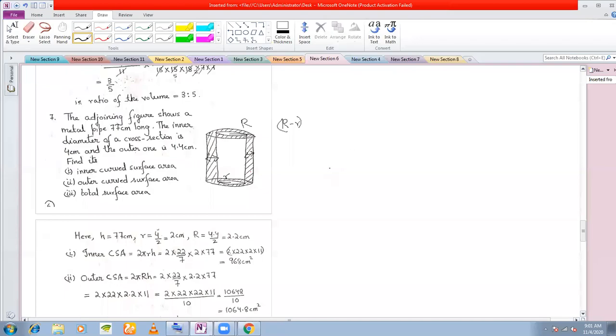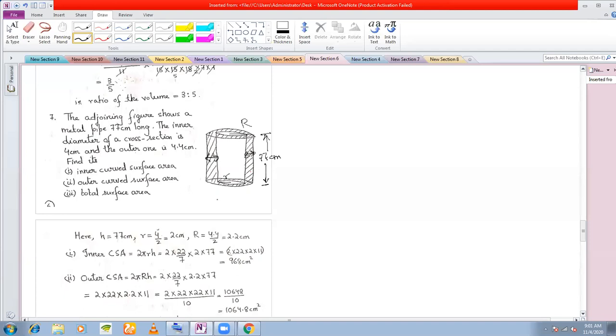So the hollow cylinder has an external radius and an internal radius, and the thickness of the material, as I said, is R minus r, which I've shown you with the help of these two arrows. Now the question here: this figure shows a metal pipe 77 centimeters long. So that means the height is given. What is the height here? Height is 77 centimeters.